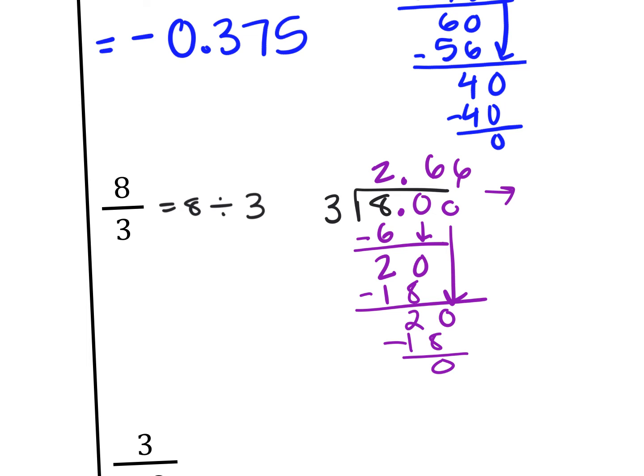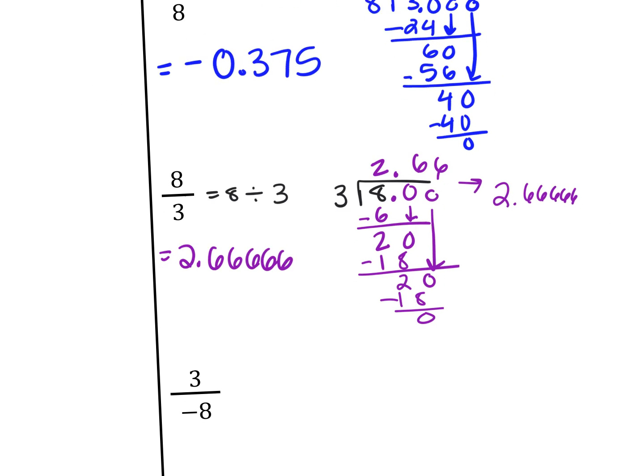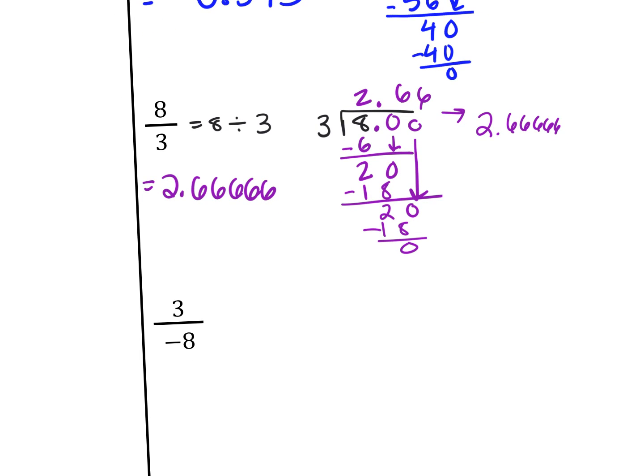Okay, and I'm going to tell you that this repeats. So it's going to be 2.66666. The 6's go on forever. Okay. All right, then the last one we're going to divide.